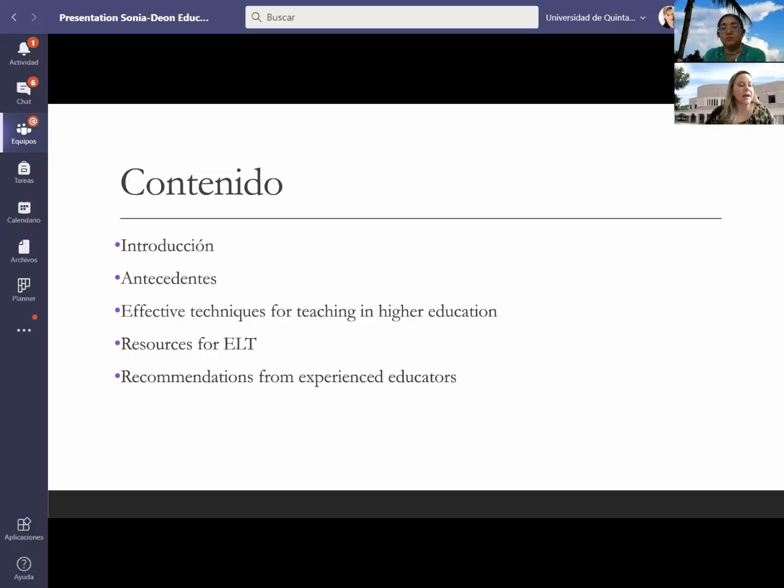So then after having that contextual background, teacher Sonia is actually going to intervene, and she's going to talk about some effective techniques for teaching in higher education. Then I'll jump back in and talk about some specific resources that you can use for teaching English within your practicum. And then finally, teacher Sonia will close with some recommendations and tips from experienced educators who have been teaching English in the context of higher education.